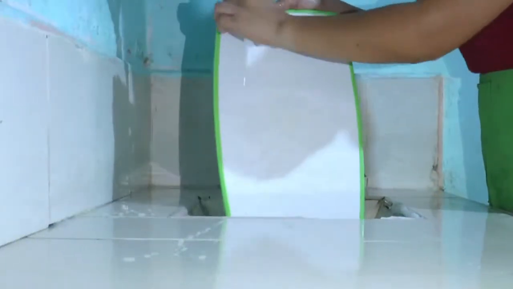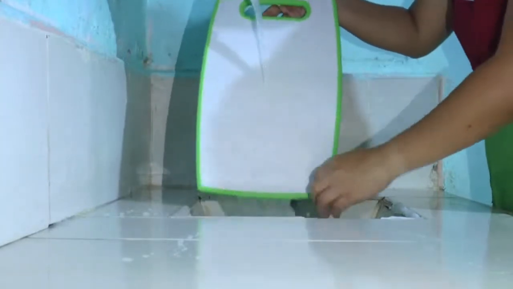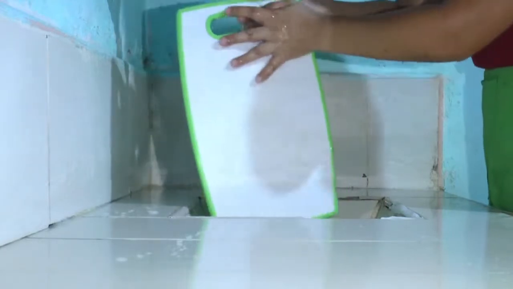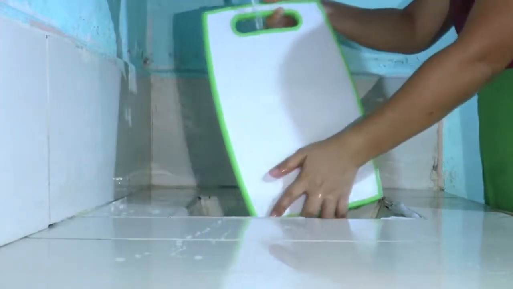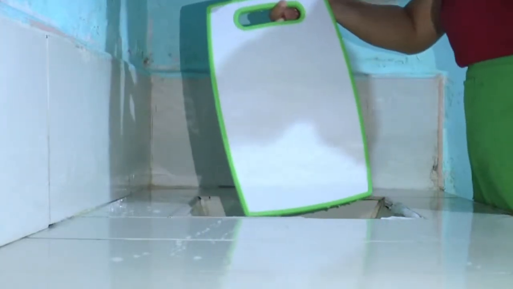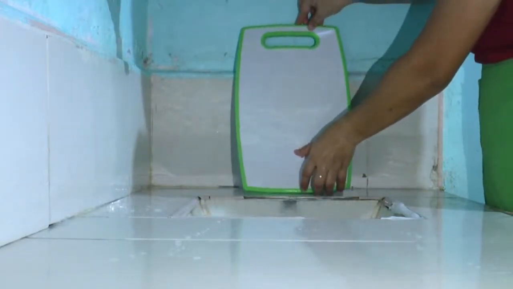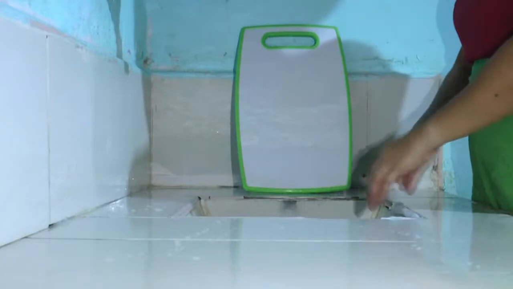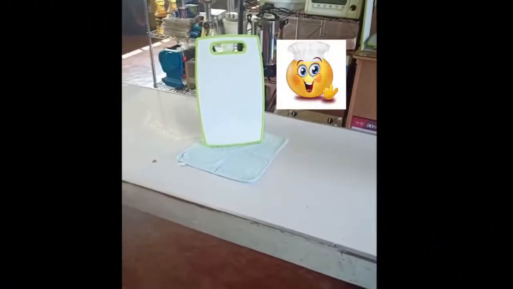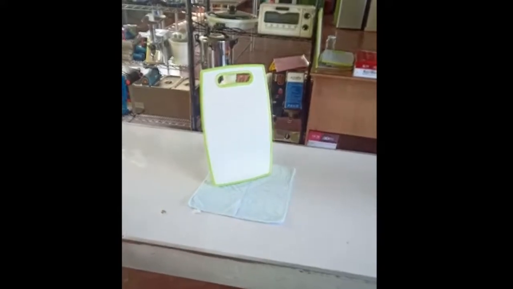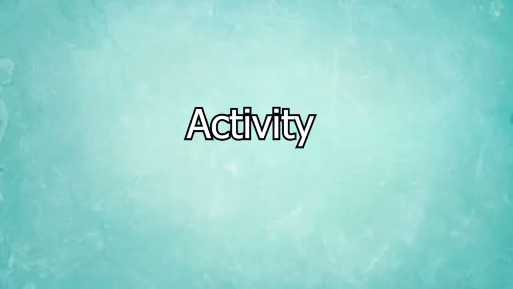Rinse the board clean with water. Allow it to air dry or use a clean cloth to dry it. Once the cutting board has completely dried, store it vertically or in an upright position. I hope you've learned something from this video.